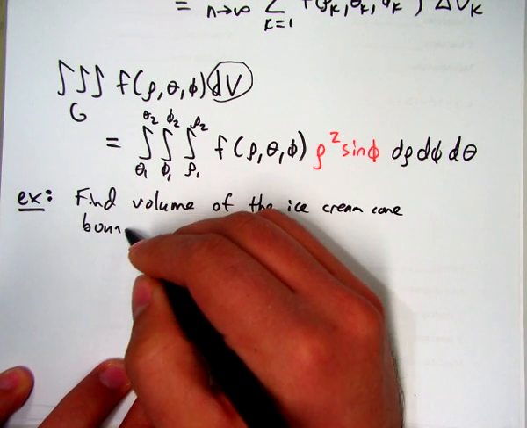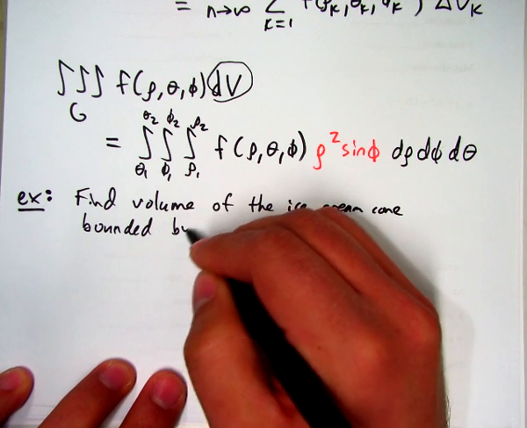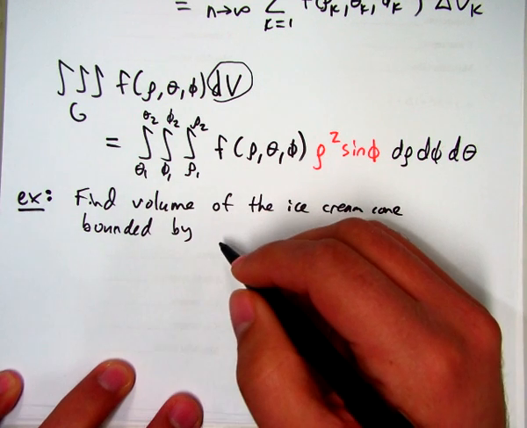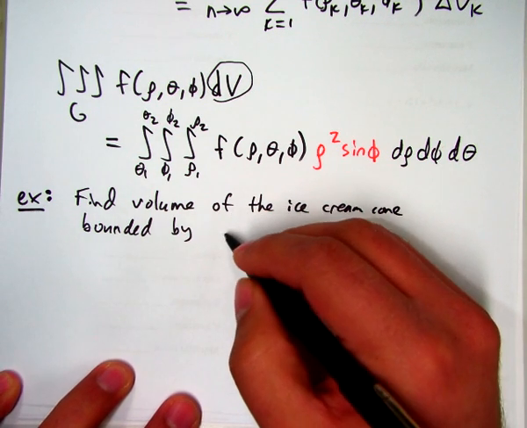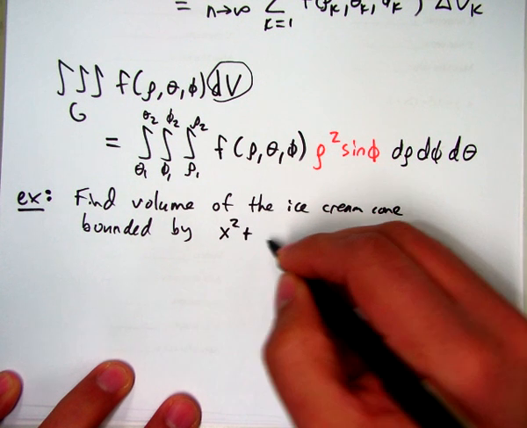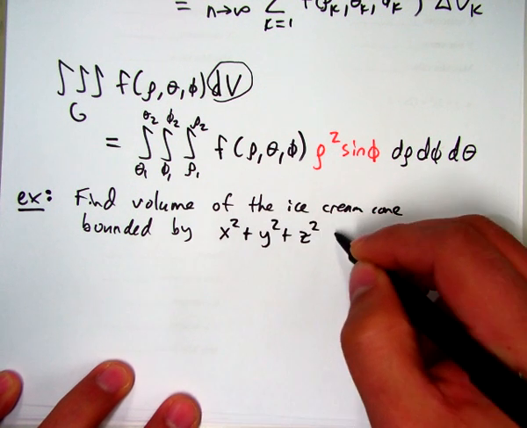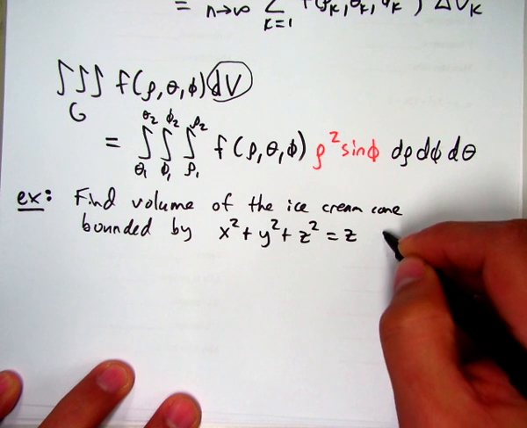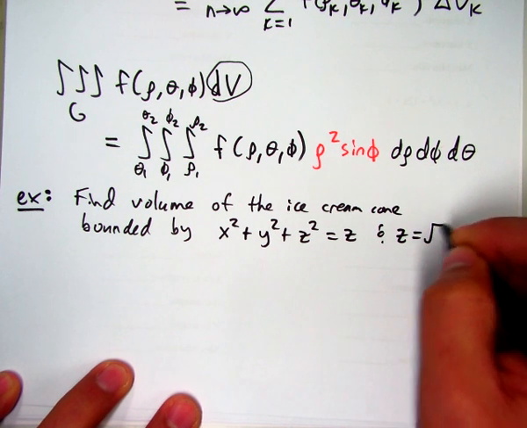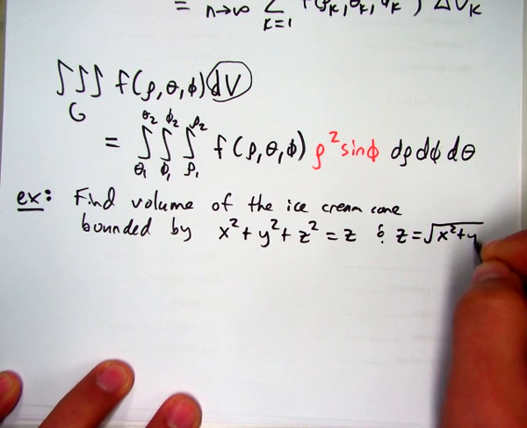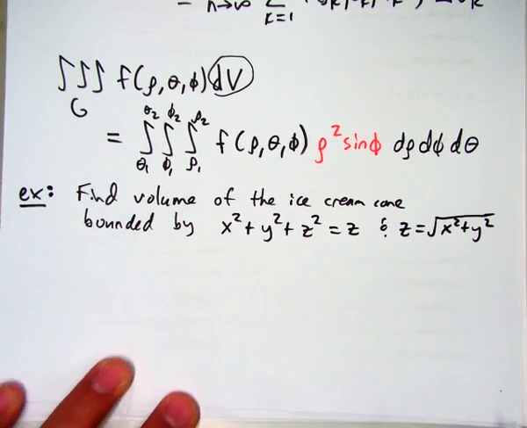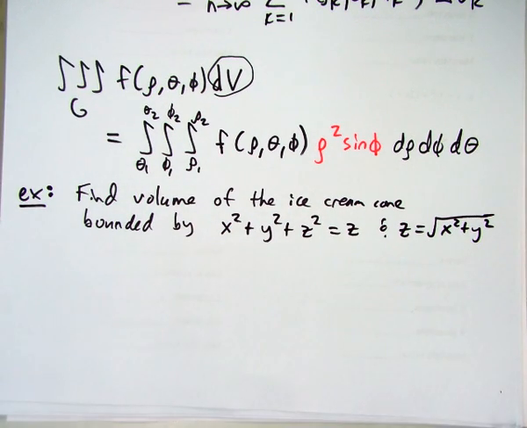Bounded by, of course, everybody eats ice cream. By x squared plus y squared plus z squared equals z, and z equals the square root of x squared plus y squared. Okay.